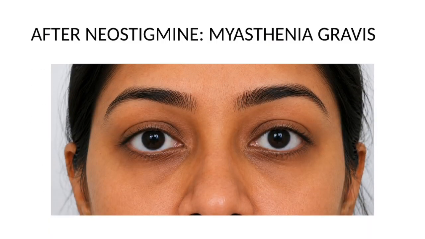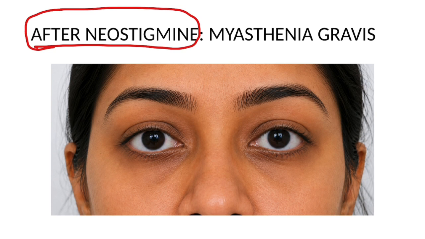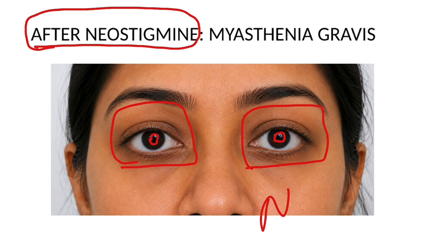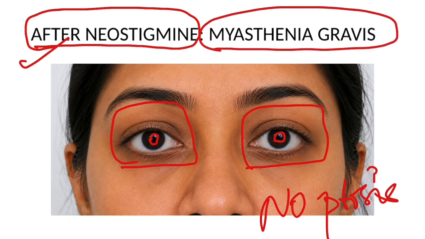Now it's the same patient. After we give neostigmine, we notice that both the eyes are normal and we are able to see the entire pupil, that means there is no ptosis. So complete improvement of ptosis after giving neostigmine is a characteristic feature of Myasthenia Gravis.